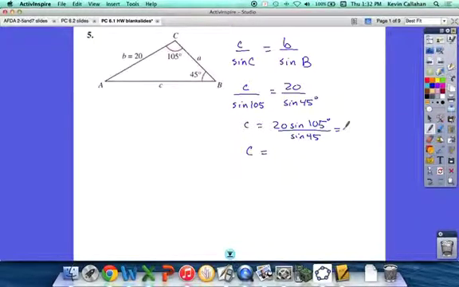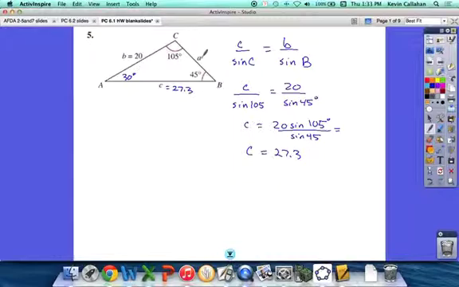So I'm doing this calculator work in my hand. So 20 sine 105 divided by sine 45. And I'm getting 27.3. Now angle A we could figure out because we know the other two angles in the triangle, so that should be 180 minus 105 plus 45. You know, these two, 105 plus 45 is 150, so this is 30 degrees.